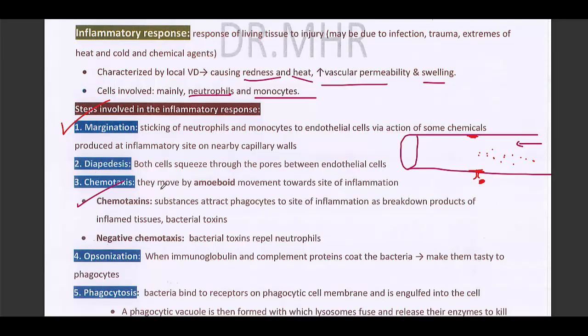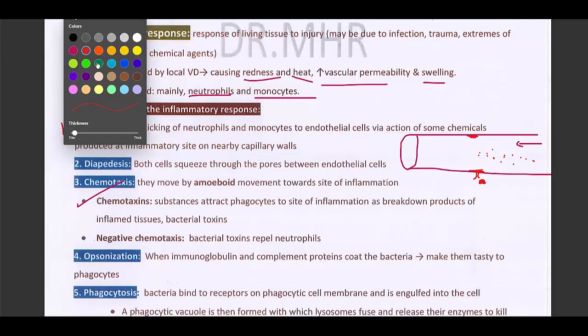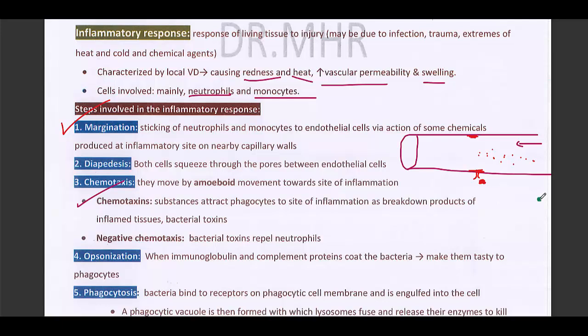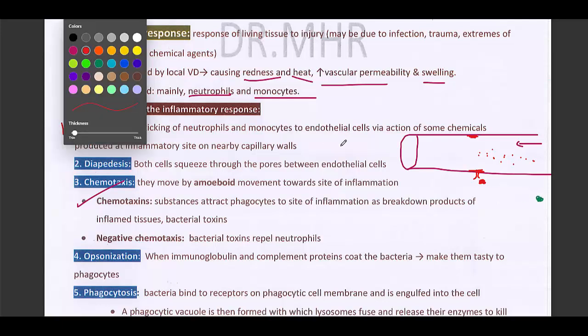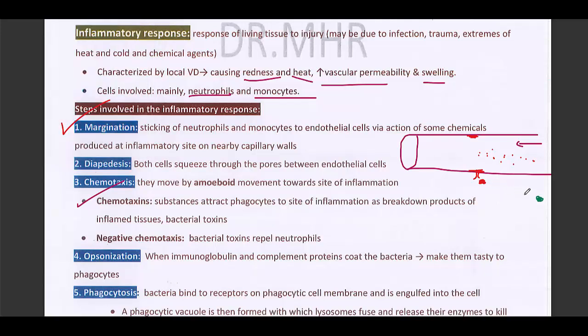The third step is chemotaxis. The immunity cell goes to the site of bacteria. Let's imagine this is the bacteria, and the white blood cell, the immune cell, goes to it by chemotaxis, following bacterial products, bacterial toxins, and inflamed tissue. Like this.